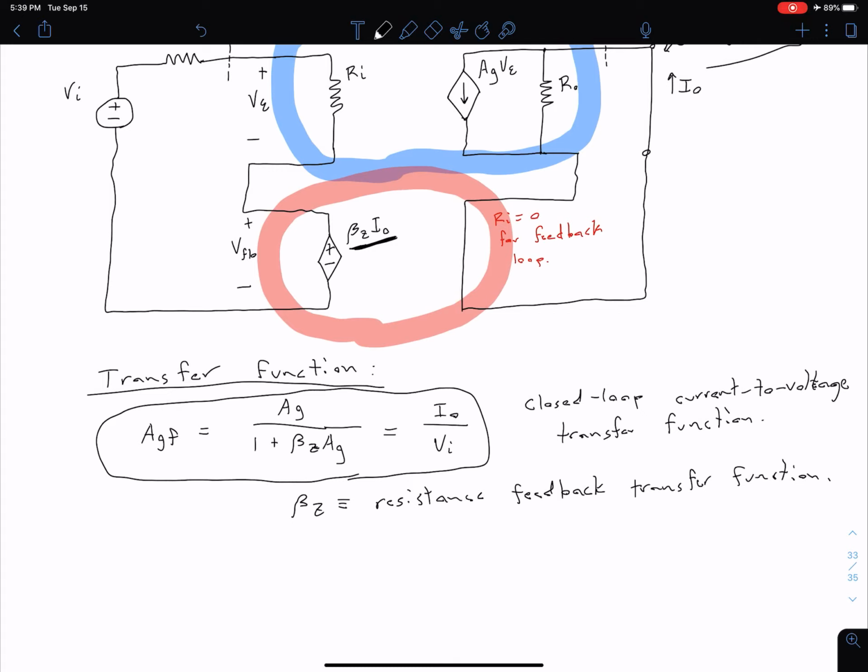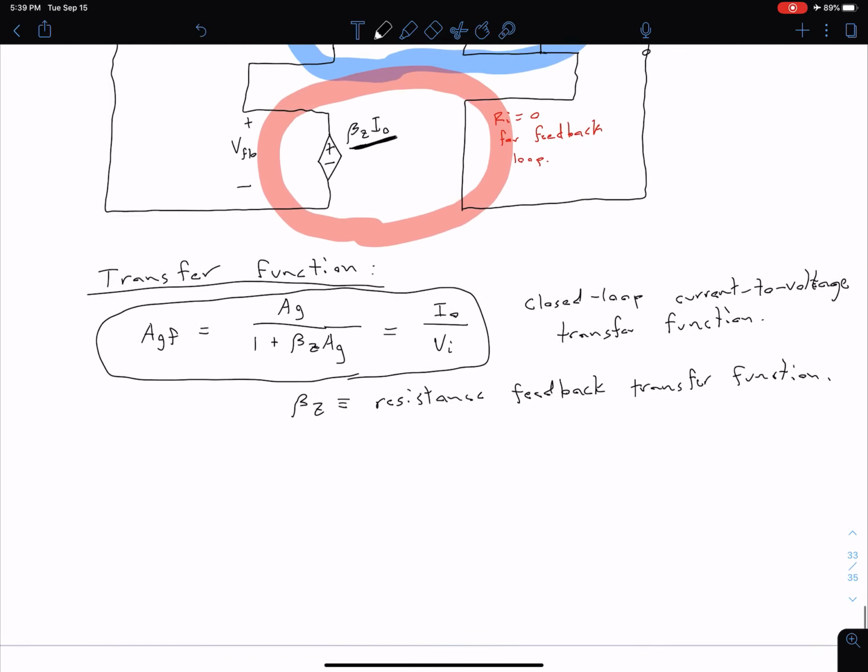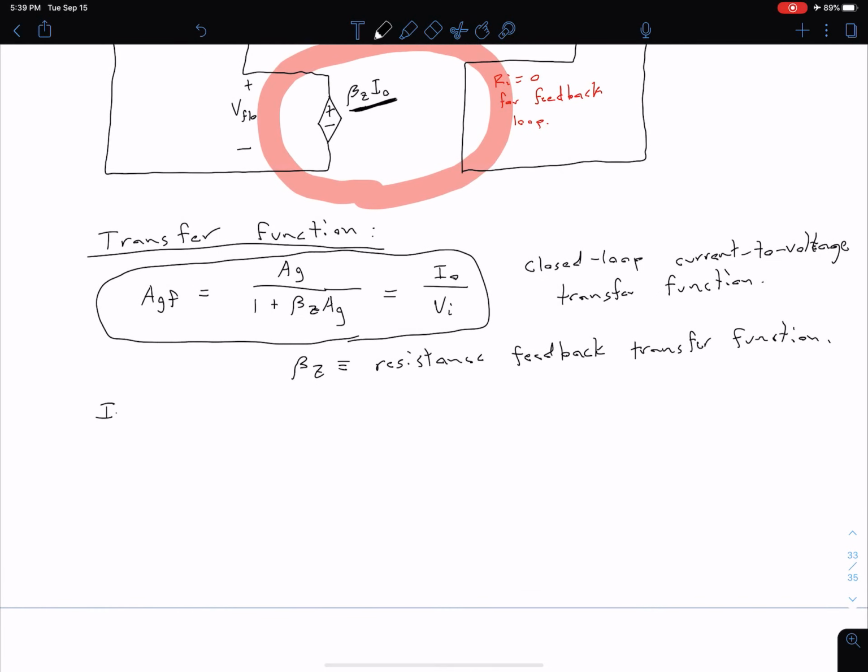voltage. Okay, so for our input and output resistances, we don't actually need to do analysis again because we've already analyzed our series input when we looked at the voltage amplifier, and we've already looked at our series output when we did the current amplifier. So nothing is going to change in that regard. So we can actually just go ahead and say our input resistance for this amplifier with feedback is given by the equation RIF is equal to the input resistance of the open loop amplifier times 1 plus beta Z times AG.